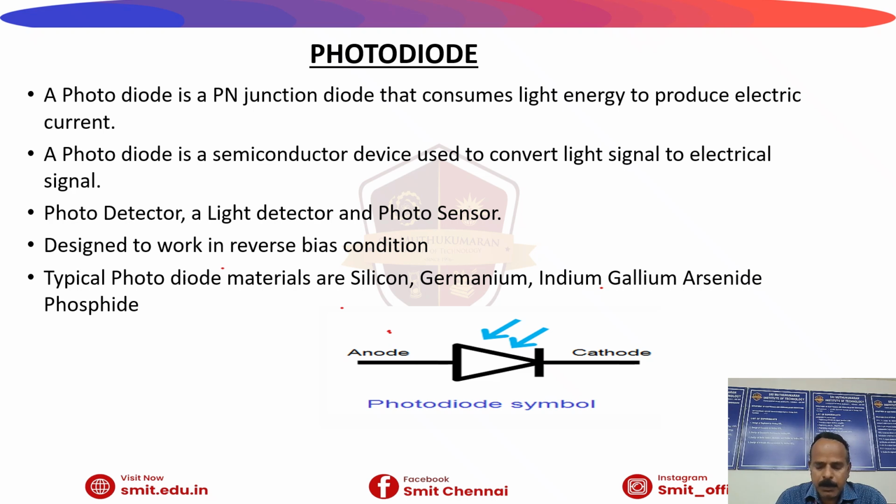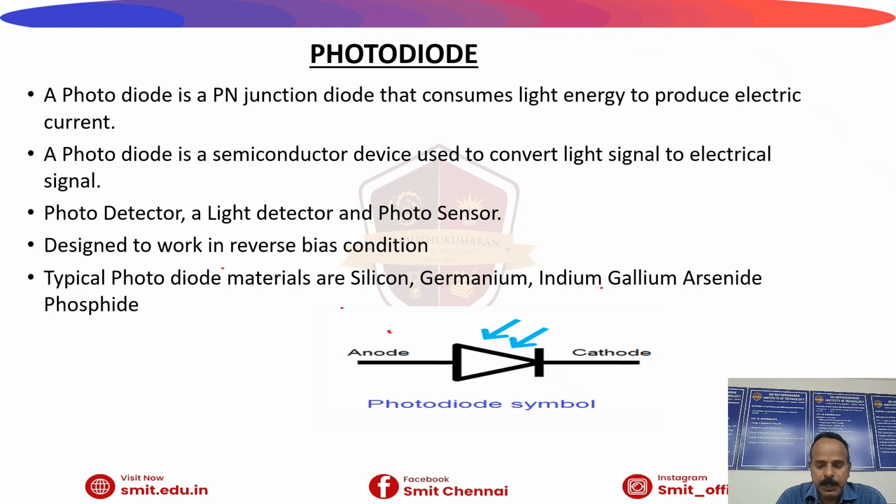There are some common materials that can be used for photodiodes, that include silicon, germanium, as well as indium gallium arsenide, phosphide. These are the materials that can be used for making a photodiode. The materials can be chosen based on the wavelength of the light to be detected. That is the primary concern of material selection.